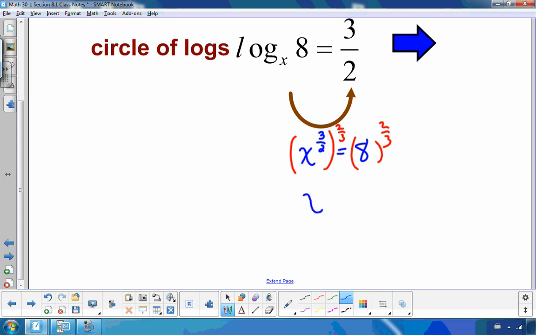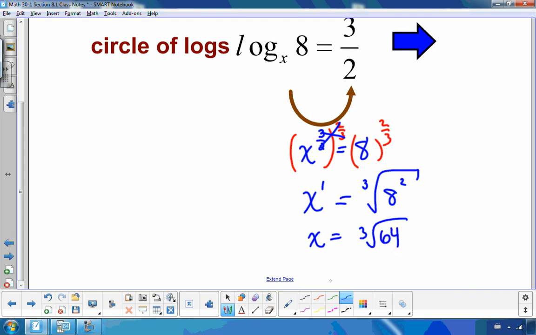So I'm going to have x, because 3 times 2 is 6 over 6, so everything cancels out. It's just like x to the 1 equals 8 to the 2/3. So what that really means is I'm taking 8 and I'm squaring it, and then I'm taking the cube root. So this is x equals the cube root of 8 squared, which is 64. And when I take the cube root, I get 4. That would be my final answer.